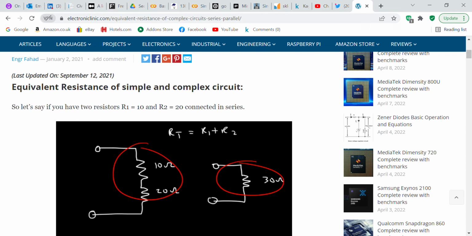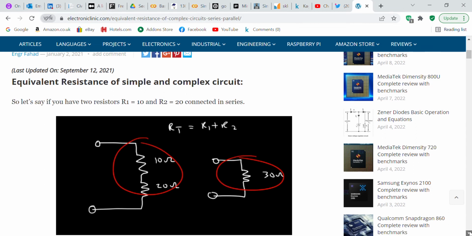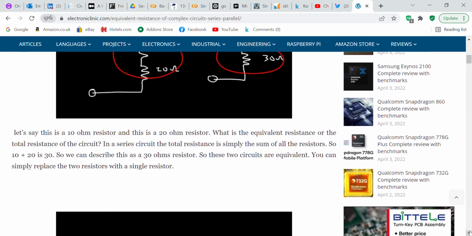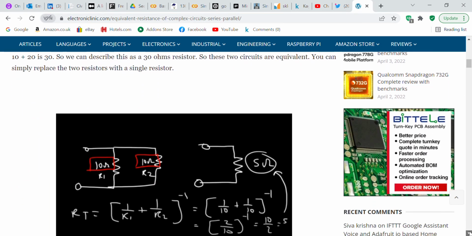This is your simple circuit. The way you calculate the resistance of a simple circuit is you add the resistances together. So RT, that's R total, equals R1 plus R2. If you've got two resistors, one of 10 ohms and one of 20 ohms, that's going to be the equivalent of a 30 ohm resistance. So that's your simple circuit.